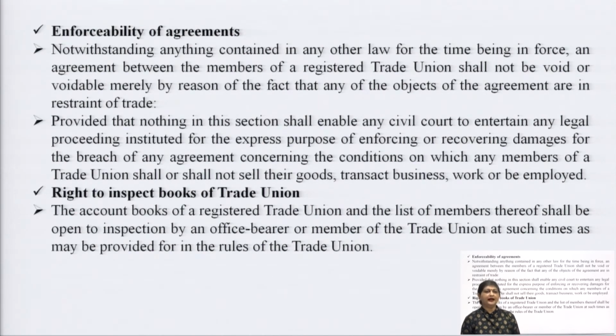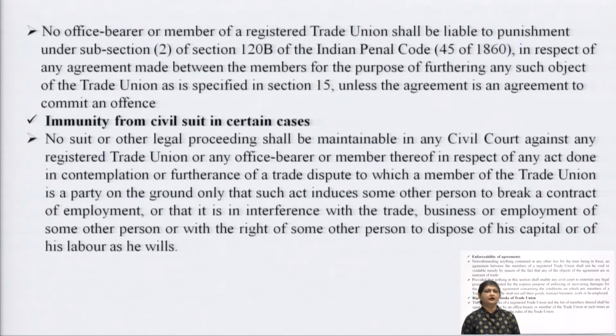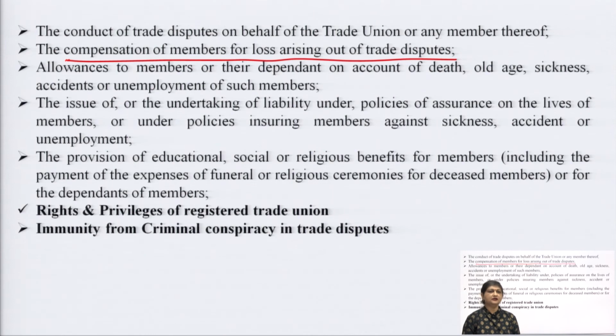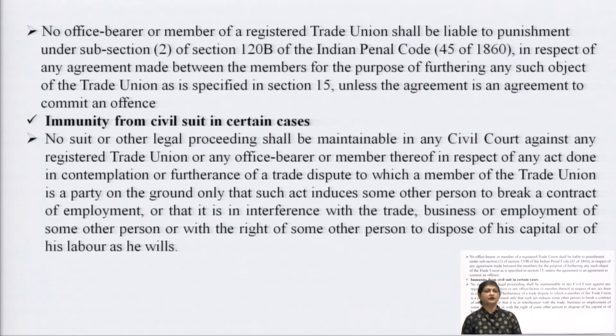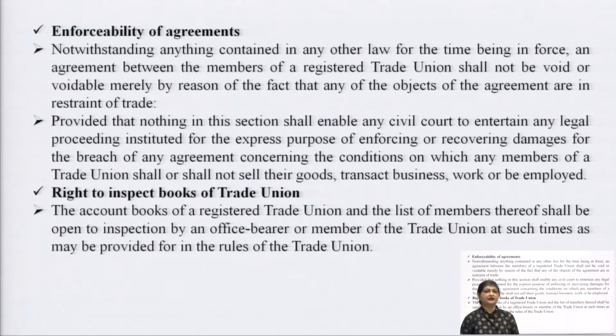Now, next is right to inspect books of trade unions. See, as we had seen, all these immunities from criminal conspiracy to civil suit, and then enforceability of agreements, and then a right to inspect books of trade union. So, basically the account books of a registered trade union and the list of members thereof shall be open to inspection by an office bearer or member of the trade union at such times as may be provided for in the rules of the trade union. Means all the registered members can inspect any books and records of the trade union.